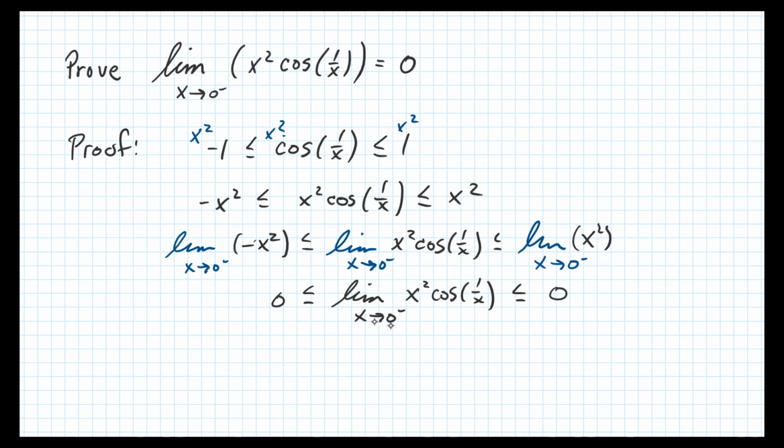So what I have here is a quantity that's greater than or equal to 0 and also less than or equal to 0. Okay, it's effectively squeezed. That means that quantity has to be 0 itself. So the limit as x approaches 0 from the left of x squared cosine 1 over x, it's been proved by the squeezing theorem that that actually equals 0.